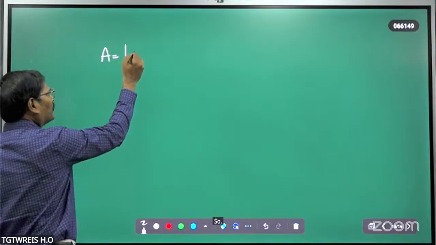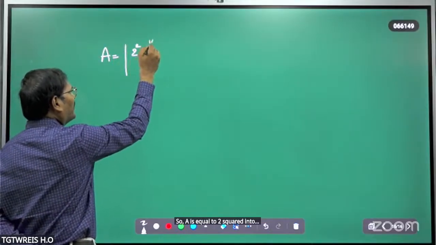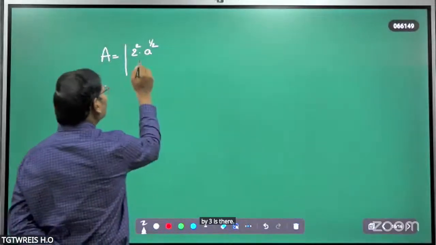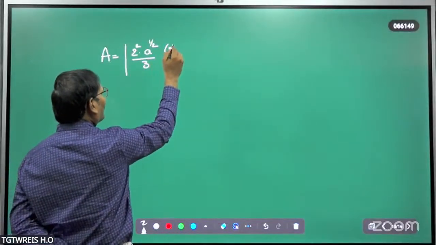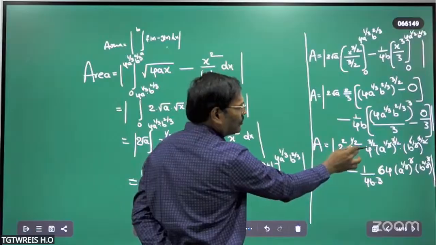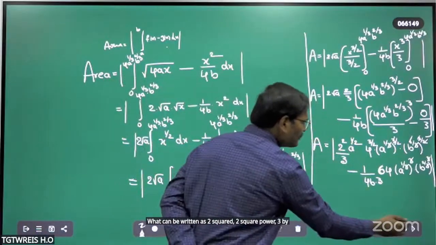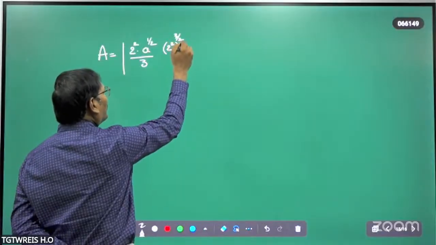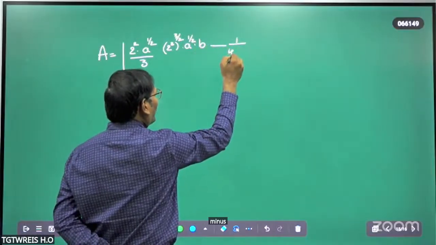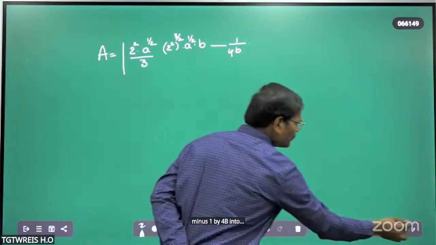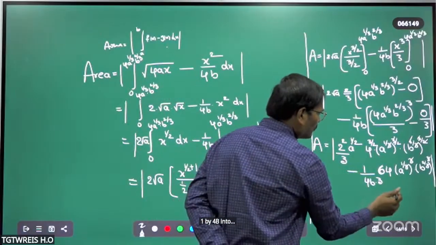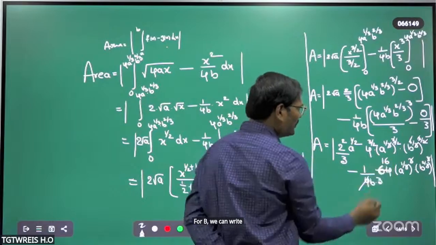So A is equal to 2 square into root A means A power 1 by 2 by 3 is there. 4 can be written as 2 square. 2 square power 3 by 2 is there, and a power 1 by 2 into b minus 1 by 4b into 4b. We can write 64 as 16s now.